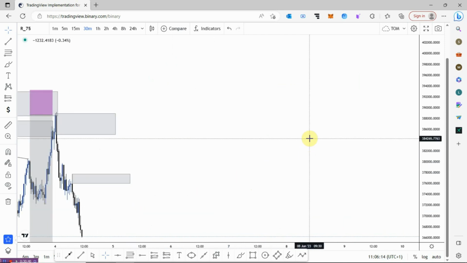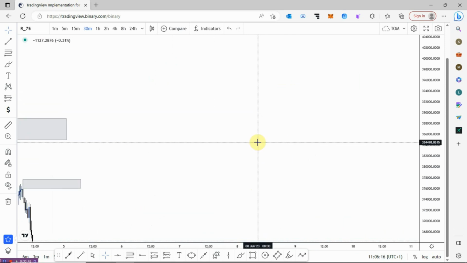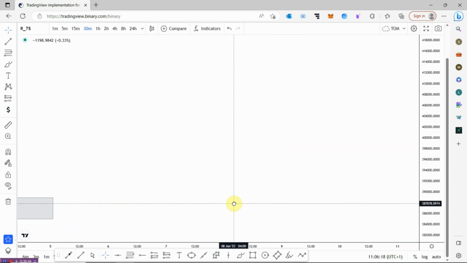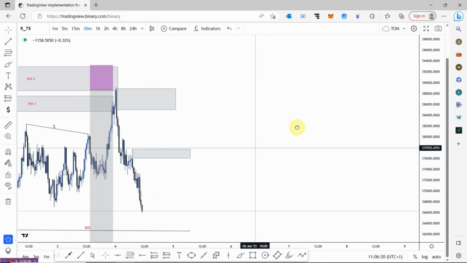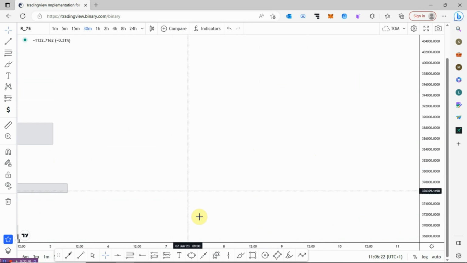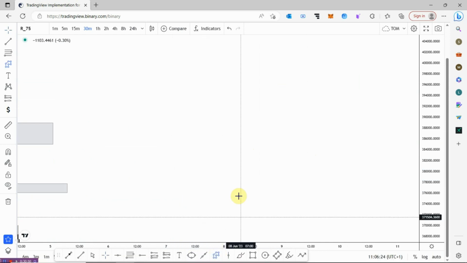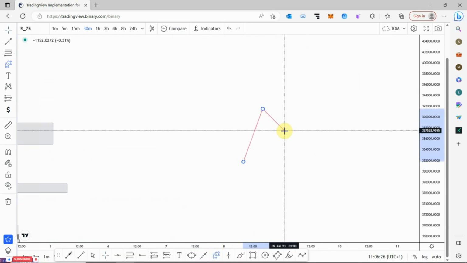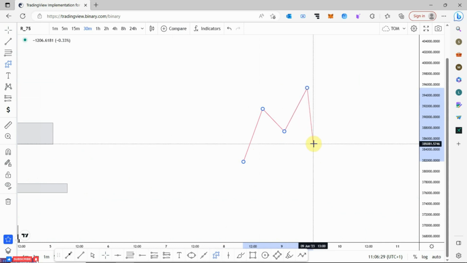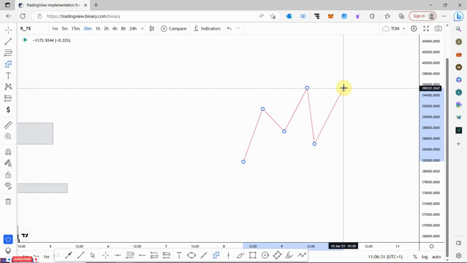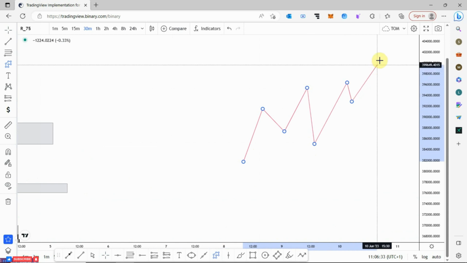Please, there is no holy grail in the forex market. No strategy is 100% accurate. Okay, no strategy. So just know this. Learn break of structure. Learn this simple thing. Just learn this. Are you getting it?